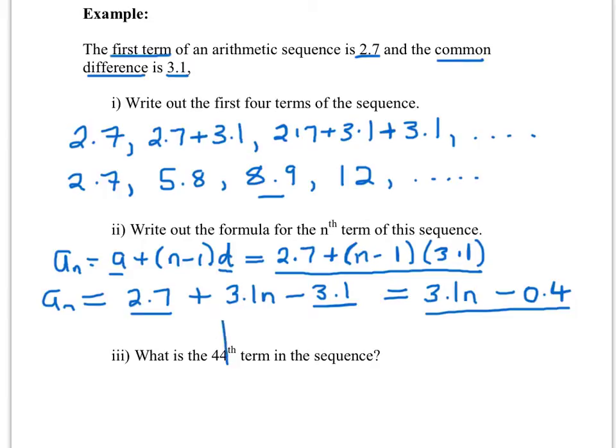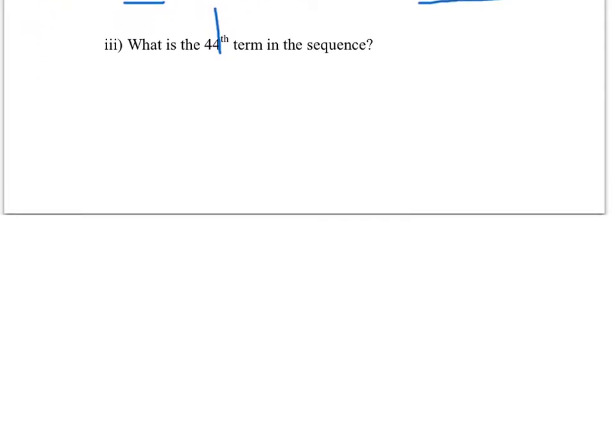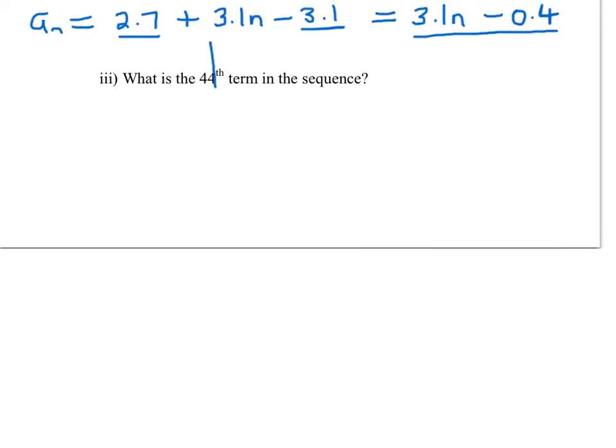Now let's move on to part 3 of the question. Let me just get rid of that there. Okay. Now part 3 of the question says, what is the 44th term in the sequence? Now we can use what we have above here, and we have the formula for the nth term, an is equal to 3.1n minus 0.4. We're asked for the value of an when n is 44.